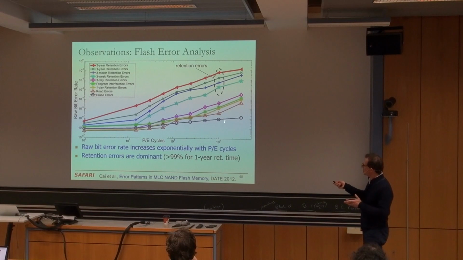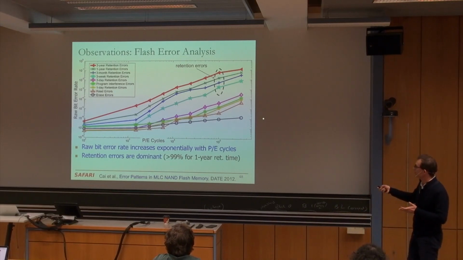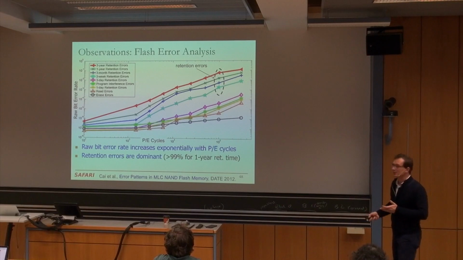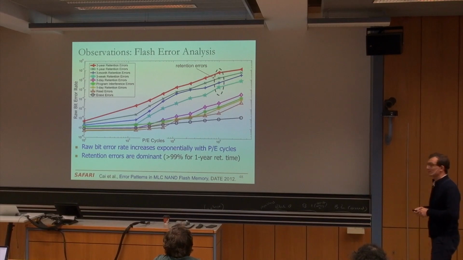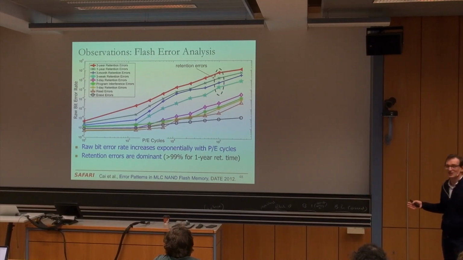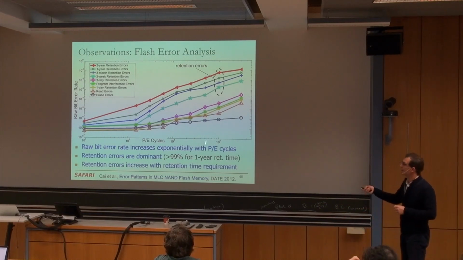The rest of the errors are, yes, there, but they're not very high. This is program interference, this is read errors, this is erase errors. So erase errors are actually relatively low, as you can see, but they're increasing also over time. But retention errors are the dominant. And if you actually want to read the data after 3 years, they're actually even higher. So actually all of these are retention errors. That's the first observation, which was actually very interesting at that time. Now it's not that interesting. But retention errors also increase with retention time requirement, as I said.